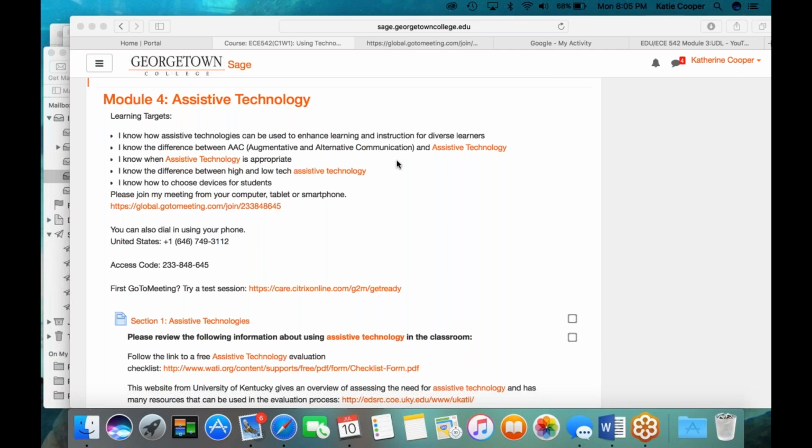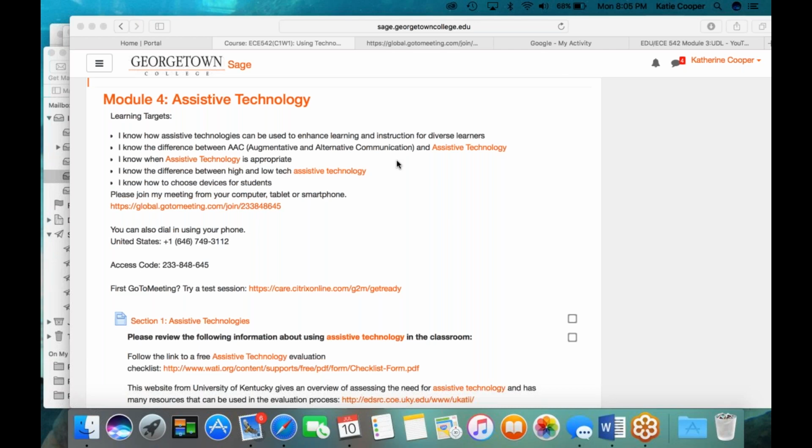AAC or augmentative and alternative communication is anything that we put into place for a student that helps them to communicate. So everybody's probably seen the kind of dynamic display voice output systems like Stephen Hawking has. Those are assistive, or I'm sorry, those are AAC. Those are augmentative and alternative communication. But it's not the only thing.